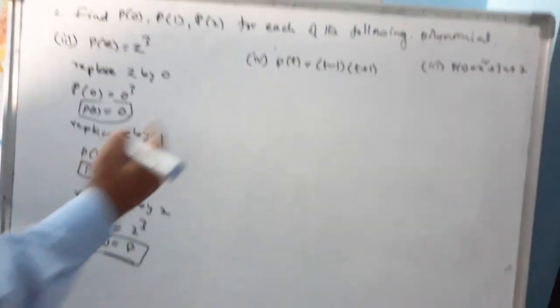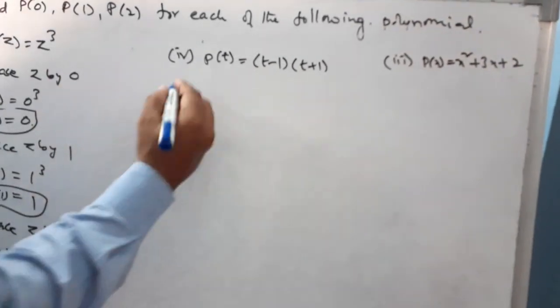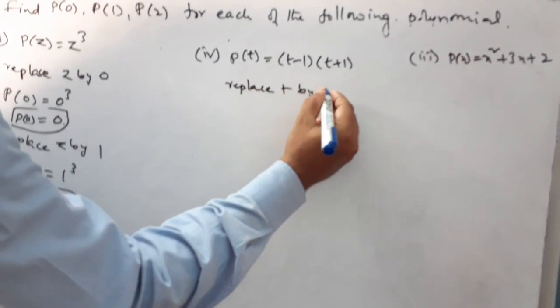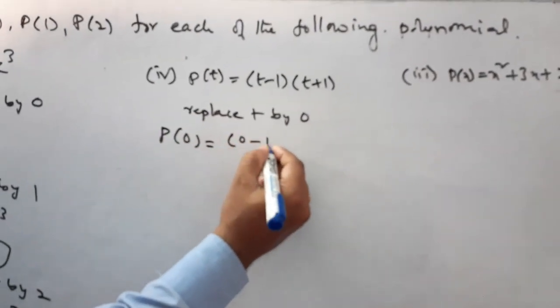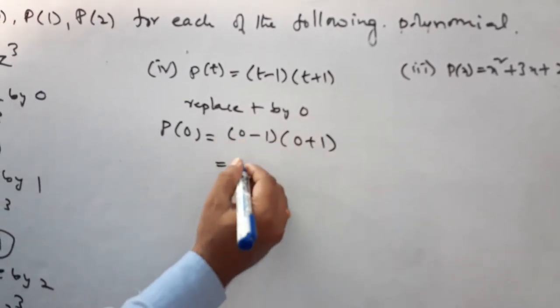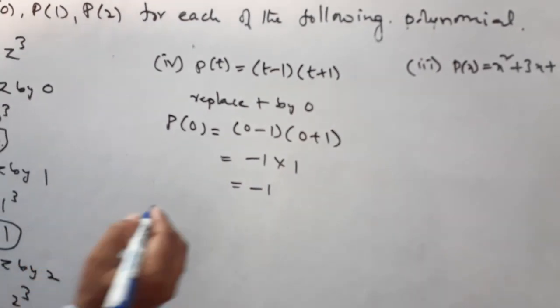So next one, p of t is equal to t minus 1 into t plus 1. Here also same, replace t by 0. So p of 0 is equal to 0 minus 1 into 0 plus 1. So 0 minus 1 means minus 1 into 1. So that is equal to minus 1.